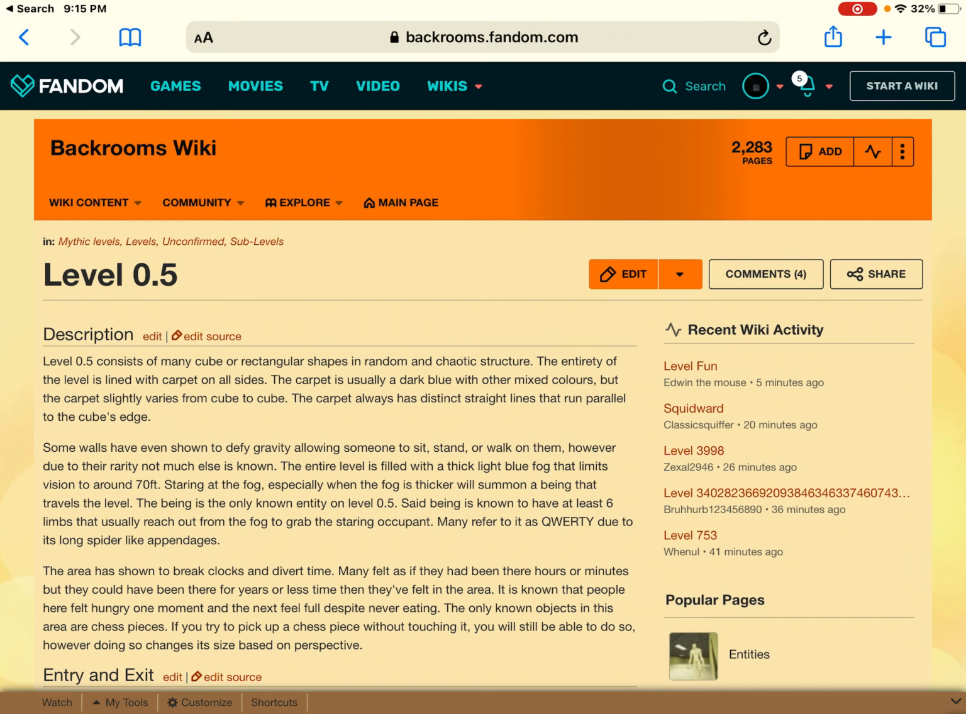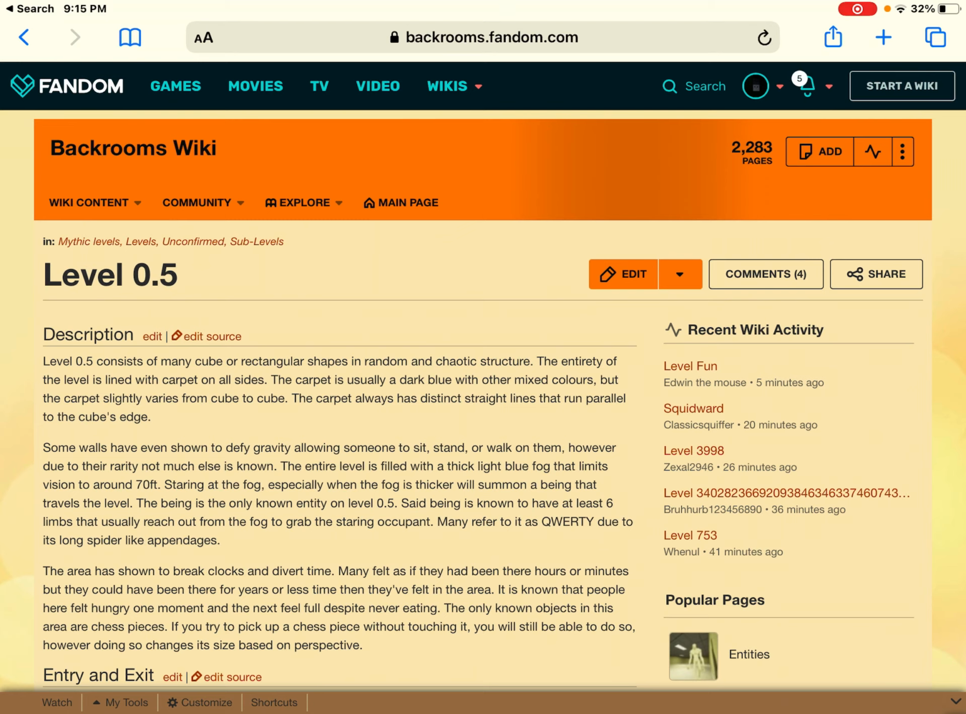Level 0.5. Level 0.5 consists of many cube or rectangular shapes in random and chaotic structure. The entirety of this level is lined with carpet on all sides. The carpet is usually a dark blue with other mixed colors, but the carpet slightly varies from cube to cube. The carpet always has distinct straight lines that run parallel to the cube's edge.